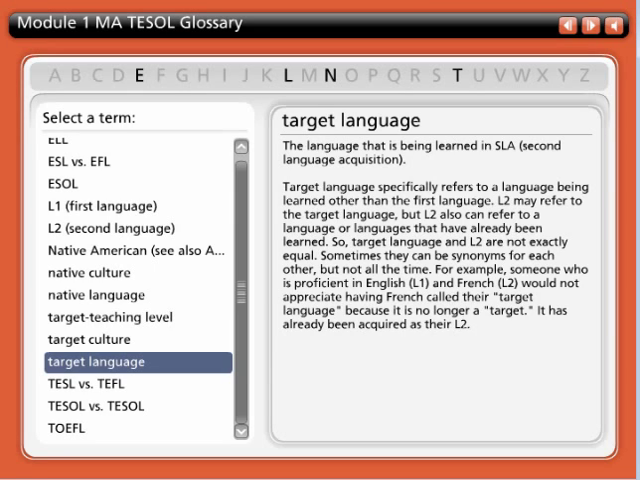For example, someone who is proficient in English, their L1, and French, which was their L2, would not appreciate having French called their target language because it is no longer a target. It has already been acquired as their L2.